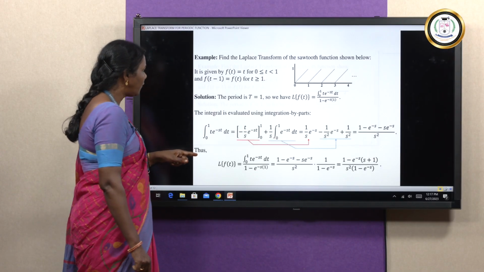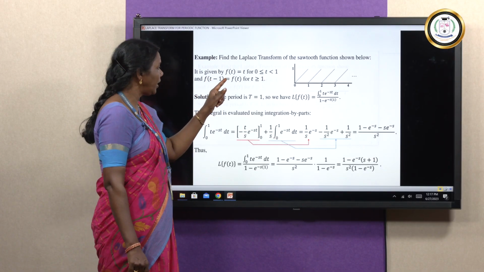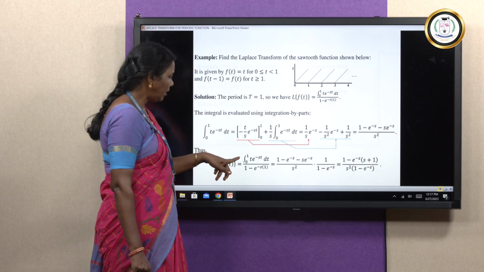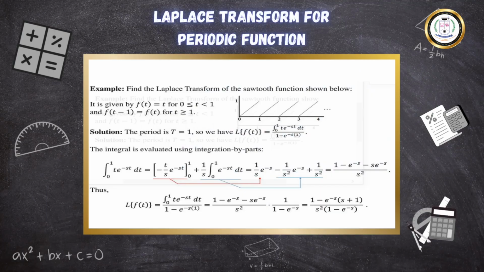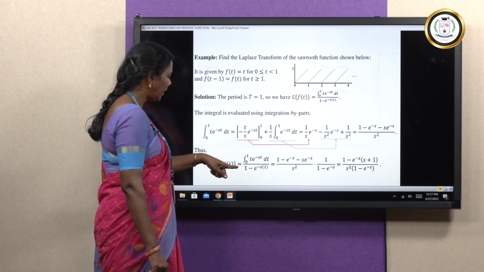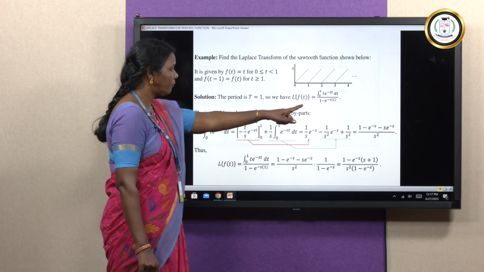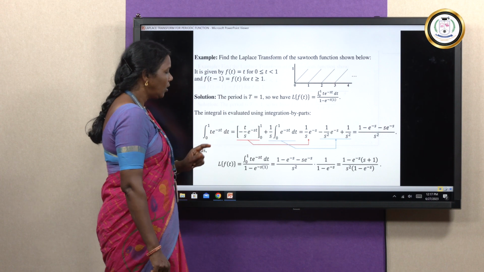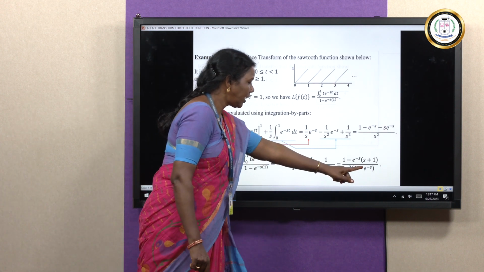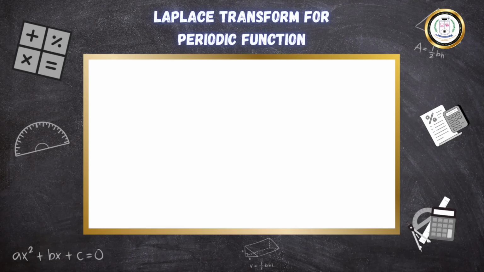So, the Laplace transform of f(t) for the periodic function f(t) = t is 1 minus e to the power minus s times (s plus 1), divided by s squared times (1 minus e to the power minus s). In the denominator we have the factor from the definition for the periodic function, so at last we write 1 minus e to the power minus s. So, this is the solution.